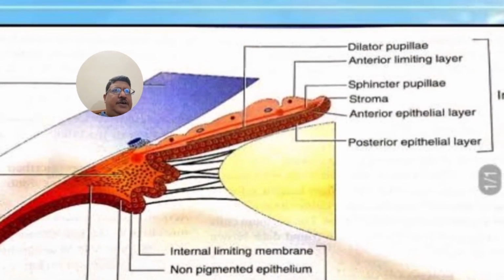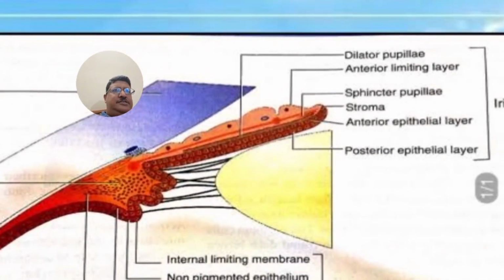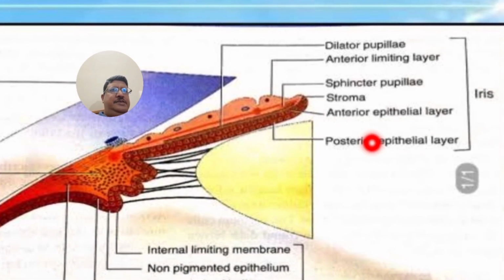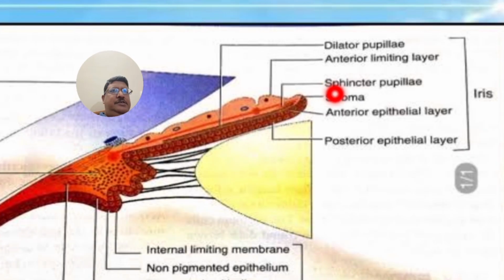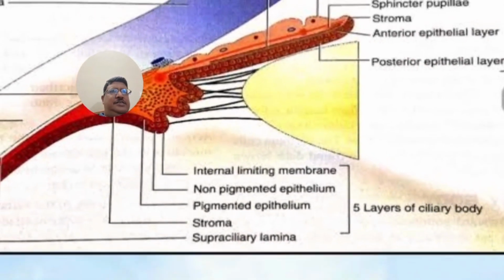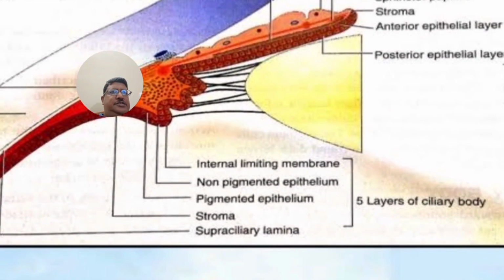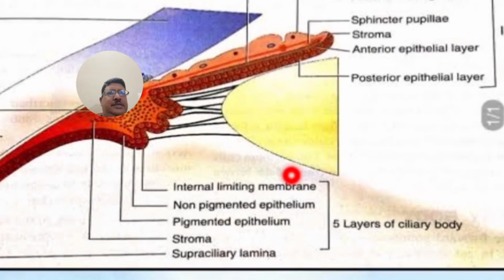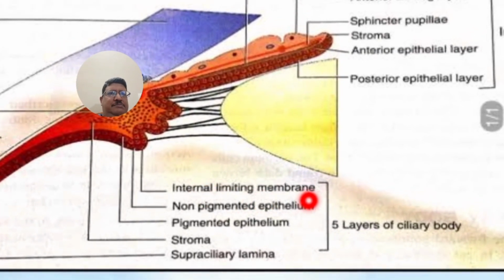These are the layers of the iris: dilator pupillae, anterior limiting layer, sphincter pupillae, stroma, anterior epithelial layer, and posterior epithelial layer. Now another is the layers of the ciliary body, that is internal limiting membrane, non-pigmented epithelium, pigment epithelium, stroma, and supraciliary lamina.